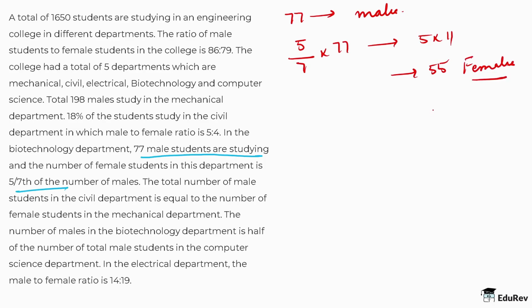So 55 female students are present in your biotech department, whereas 77 male students are present in your biotech department. Now, as the number of males in the civil department is equal to the number of females in your mechanical department, then the total number of females in the mech department is going to be 165. Simple.